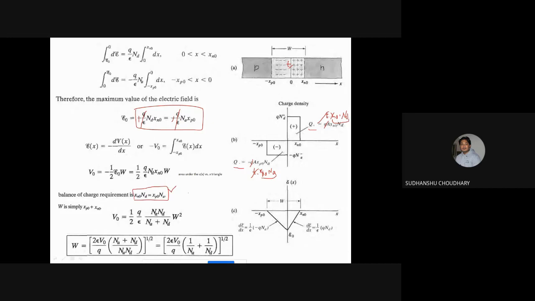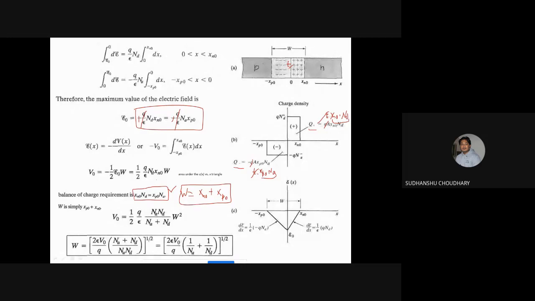Then the next relation which is important for us is W. So this W is equal to how much? It is Xn naught plus Xp naught. So I write W is equal to Xn naught plus Xp naught. These two relations are now important for us. We'll utilize these two relations to find out the maximum electric field which is appearing at the junction.